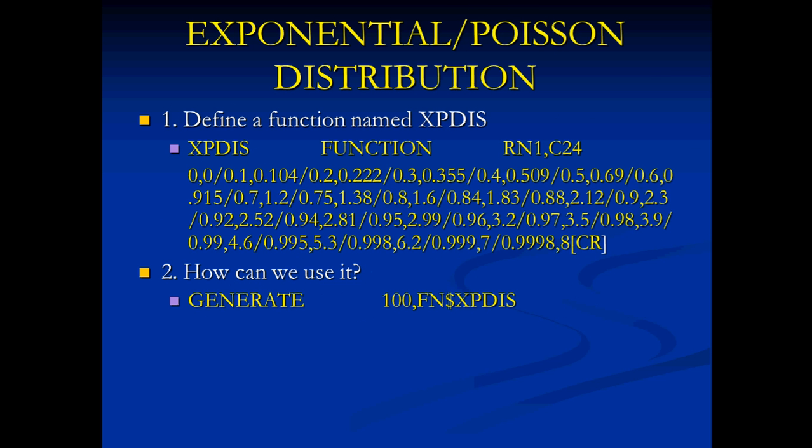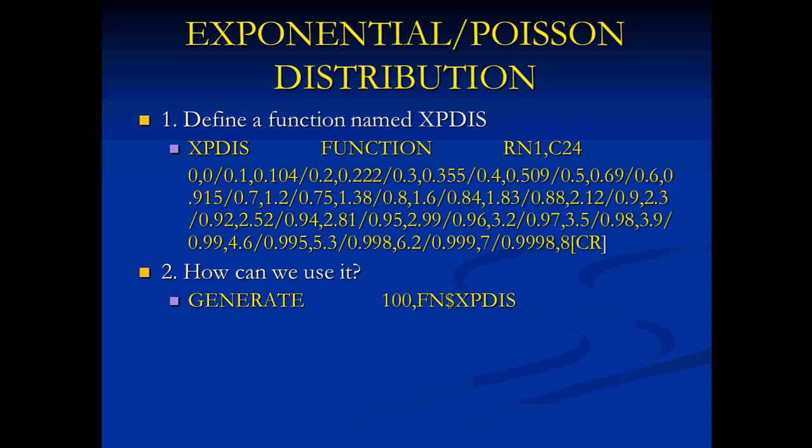In the exponential case, we name this XPDIS for exponential distribution. Then we indicate that it's a function, random one. This means that for each pair of data, we are going to have one random variable. Continuous, C for continuous, and 24 because it is defined by 24 data pairs.